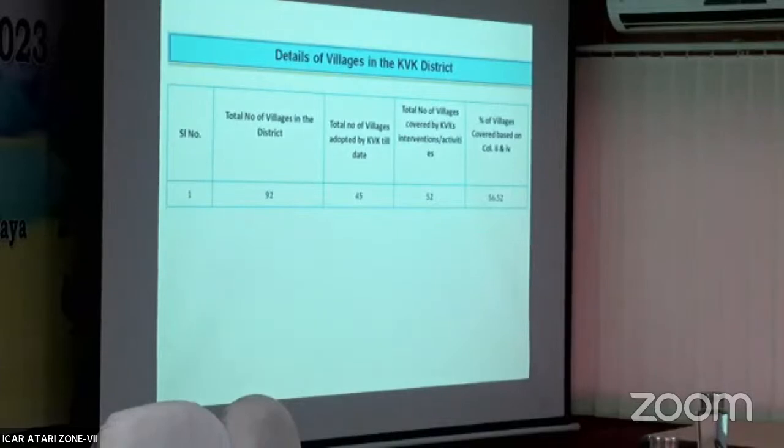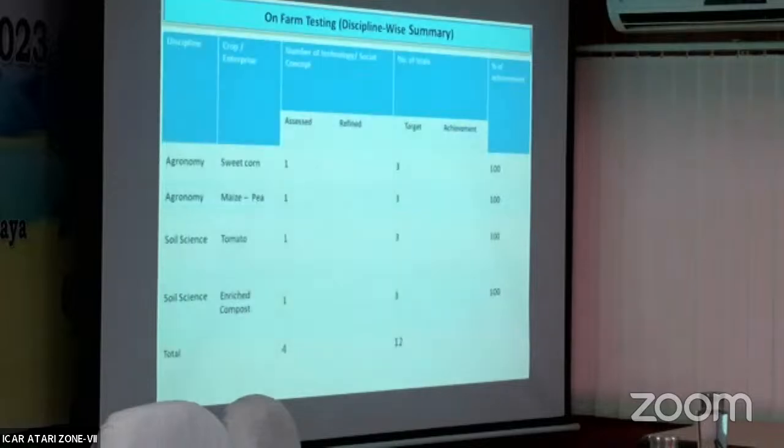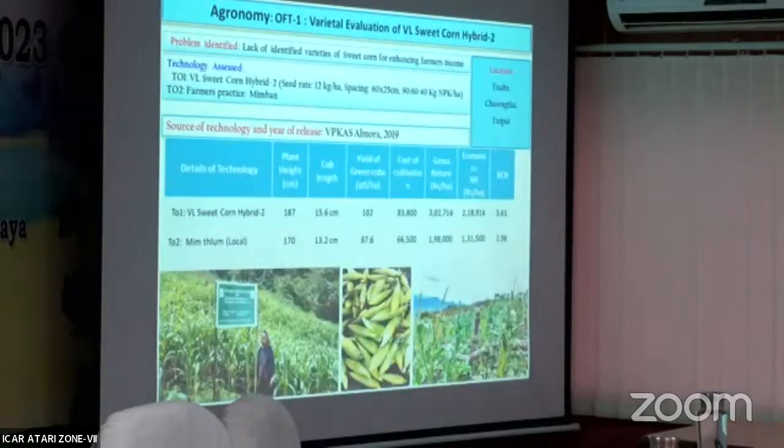The total number of villages in my district is 92, and we could cover 56.52 percent up till now. So, moving on to on-farm testing, we have conducted 4 OFT for 12 numbers of trials.